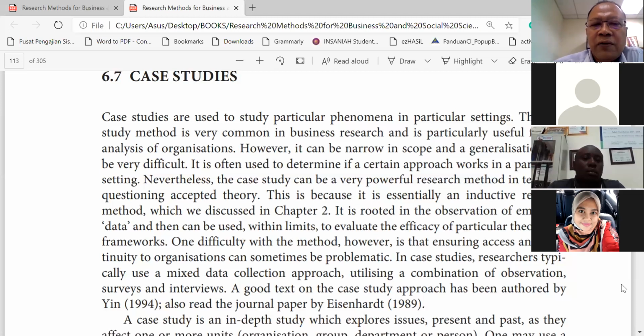However, the case study is a very powerful research method in terms of questioning the accepted theory. So this is called inductive research method. If you remember, in inductive research method, the researcher starts with no theory at all. The researcher goes out and collects the data, analyzes the data, and from the data, the researcher can form or come up with his or her own theory. And the theory that is formed using the case studies can be used to confirm or to contradict the existing theory.